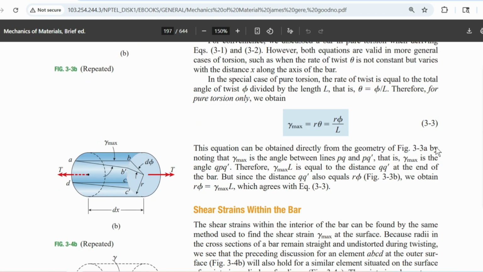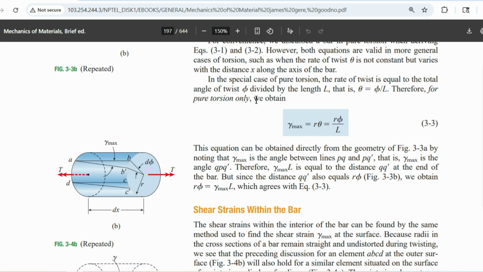All right, sweet. And then that twist rate is phi divided by L. So the twist rate, theta, is phi divided by L. Just know that theta is in units of radians per meter, which is basically inverse meters.